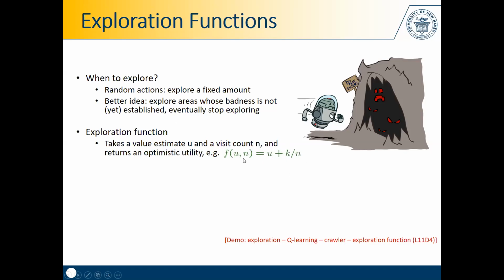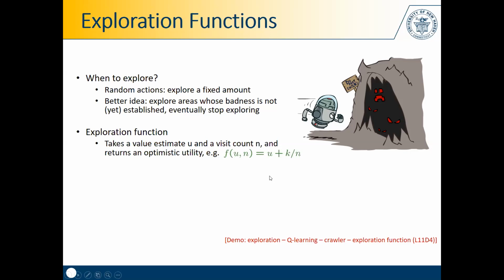What does this mean? It means that the outcome of this exploration function decreases as N increases, right? N is in the denominator. So as N increases, f decreases. The more times we visit a particular state or transition, the lower this value of f is going to be.